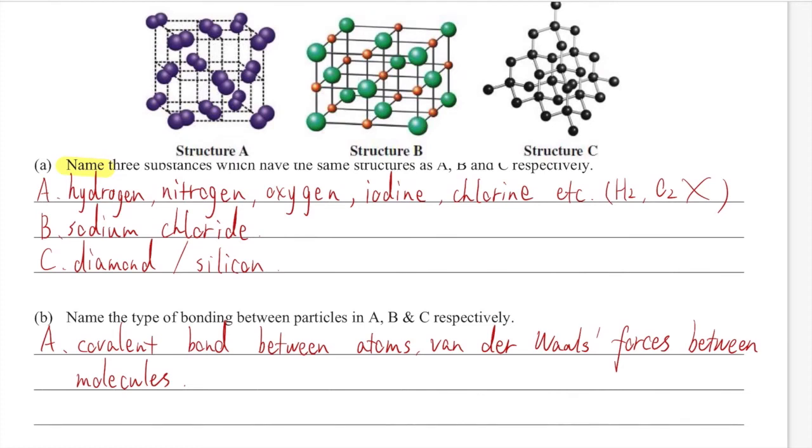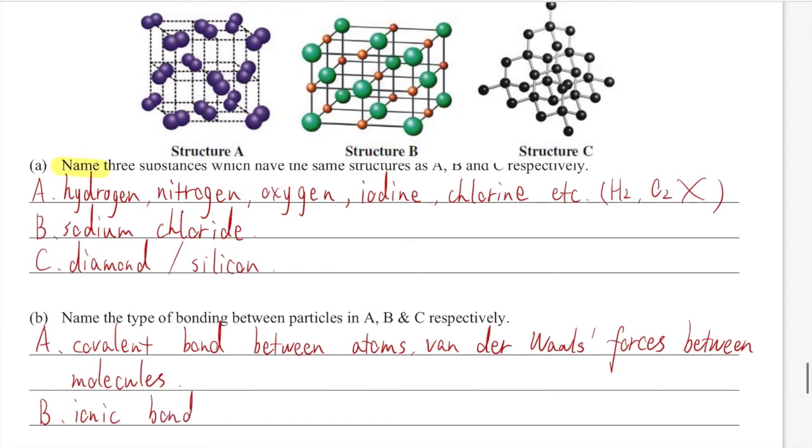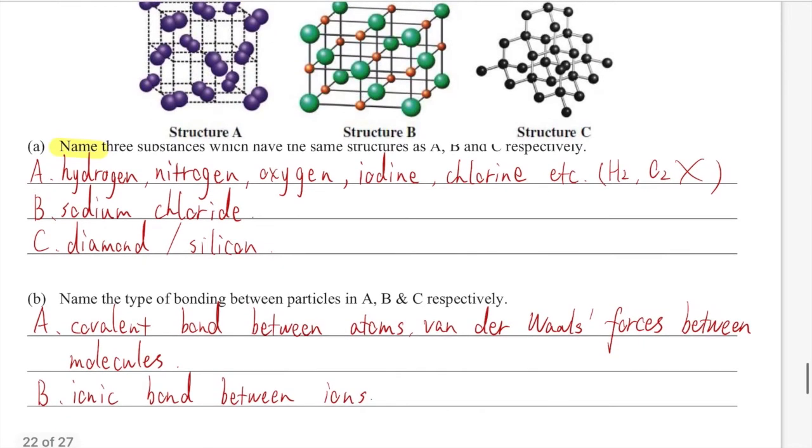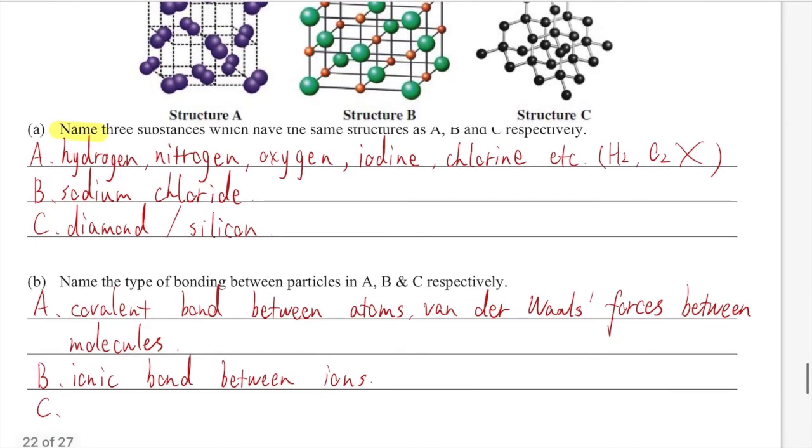Right, then move on to B. Because B is representing the giant ionic structure, it should only have ionic bonds between ions. And then lastly, C has a giant covalent structure, so it should contain covalent bonds between atoms.